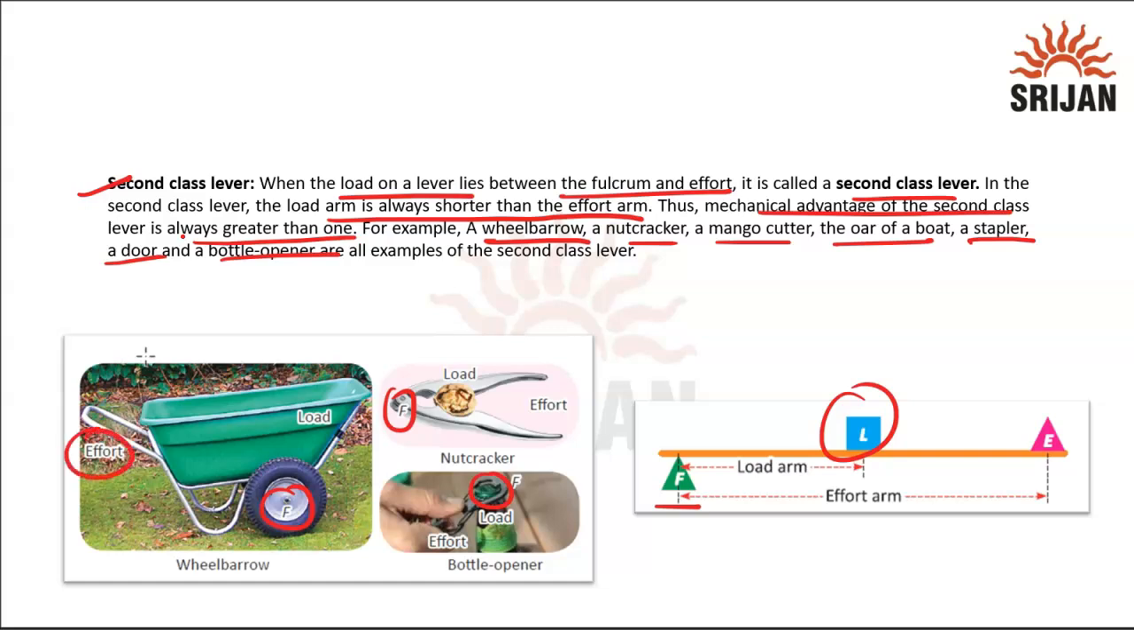Okay, and the effort is at the very end in all the cases, and the load comes somewhere in between, which is basically how you're moving that load. In the nutcracker you can see how the nut is being broken because of the effort that you are putting in. Same with the bottle opener, also the wheelbarrow. You are taking this whole load in the wheelbarrow so that you can move it easily. So in all of these examples, you can see the utilization of the second class lever.